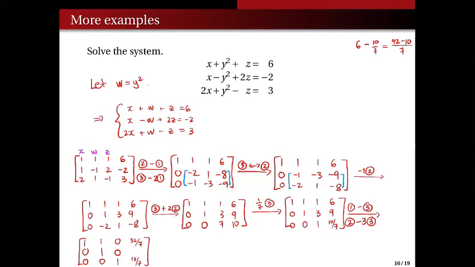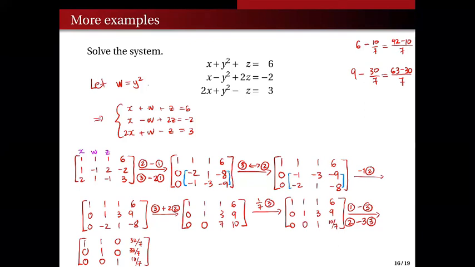Let's write the scratch part here. 9 minus 3 times row 3. So that's 30 over 7. So this is equal to, denominator is 7. 9 times 7, that's 63 minus 30. So that's 33 over 7. Okay?